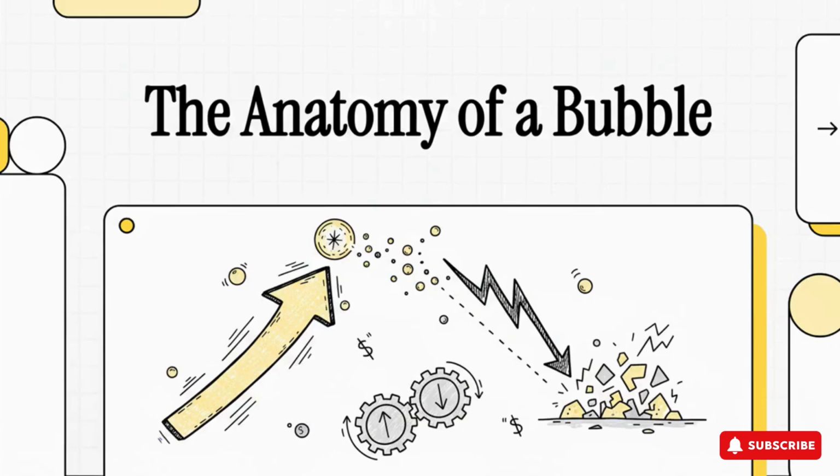All right, let's get right into it. If you really want to get a handle on how our economy works, it's funny, but the best way to start is by looking at all the times it's just completely, spectacularly broken. So today, we're going to dissect some of history's biggest financial bubbles and see the patterns that just keep coming back time and time again.